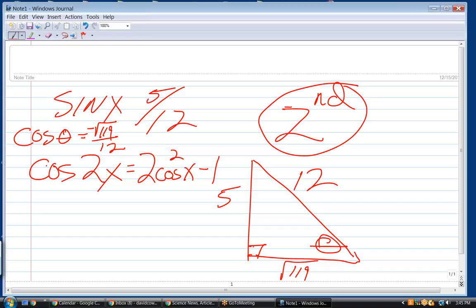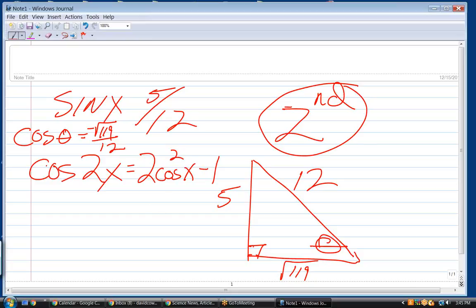So, I don't know what theta is. In other words, I never have solved for theta. Right. So I can't take the cosine of 2 theta because I don't know what theta is. The only way I can take the cosine of 2 theta is by using an identity.